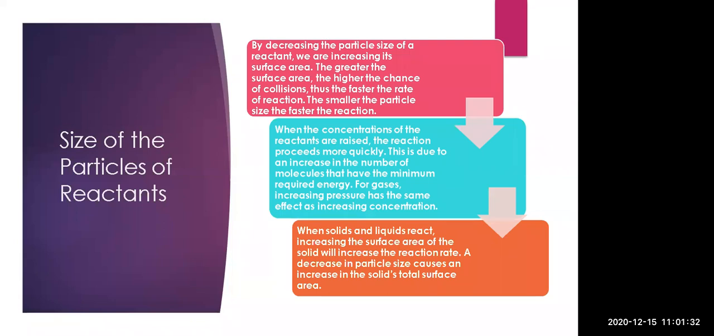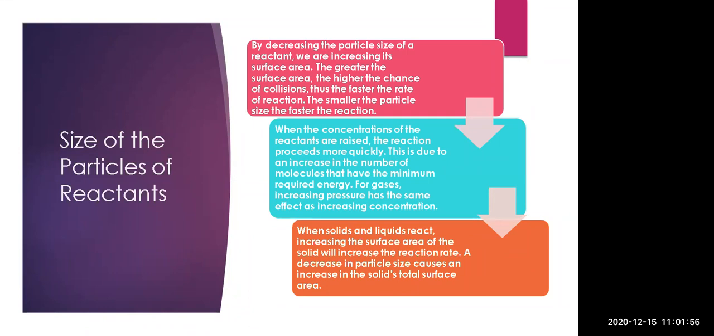Smaller size means that if it is a powdered form compound, then the surface area will be more, and there will be a high rate of collision. All the atoms and molecules will start colliding with each other at a high frequency, and what will happen? The rate of reaction will be faster and we will get the product quickly.